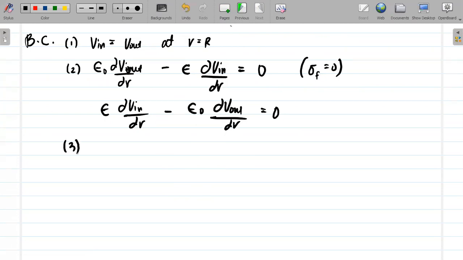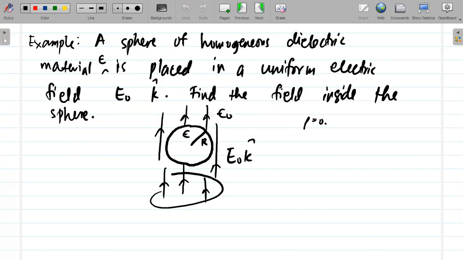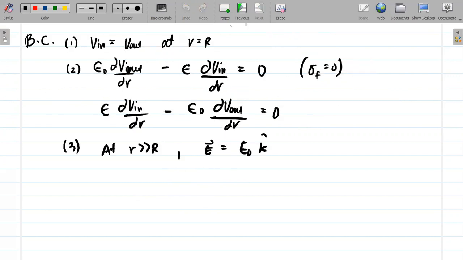Pero class, meron ba tayong third condition? At R much greater than the radius, electric field equals E naught K hat. Bakit? Ito, yung nilagay natin. Meron tayong uniform field everywhere. Tapos, at very far distances, yung value ng electric field ay E naught K hat pa rin. So, ilalagay natin yun as a third condition. At great distances, the electric field is E naught K hat.